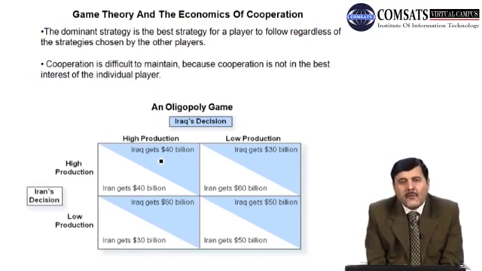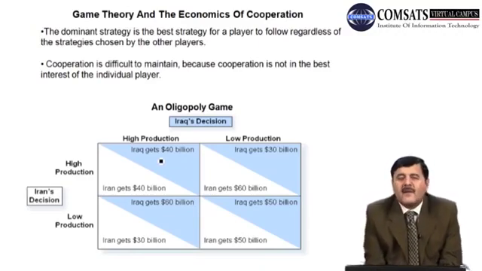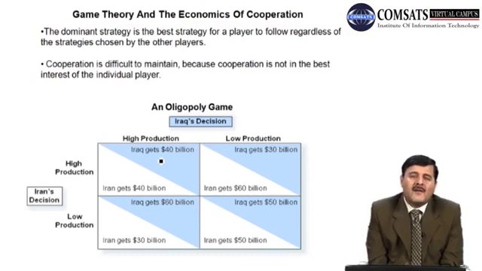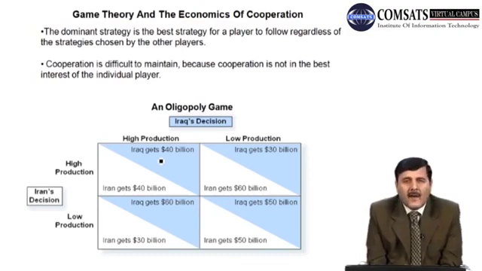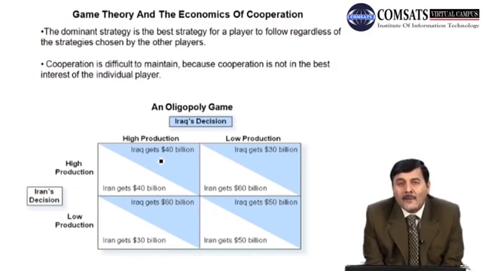So if they produce separately, without considering or without cooperating with each other, we saw that then both countries are not better off; maybe one country is better off, the other is worse off. But if both cooperate, in terms of high production or low production, if they both produce at a high level, they are getting less revenue as compared to if they cooperate to produce at a low level.